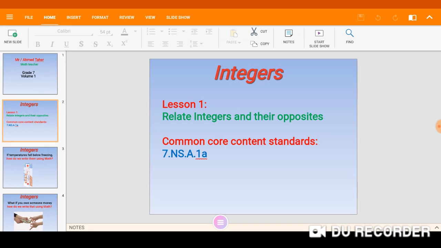The common core standards for this lesson is 7.NS.A.1a. You can search with this code or with this common core on YouTube and Google to enrich your information and see more examples and more videos for this lesson.